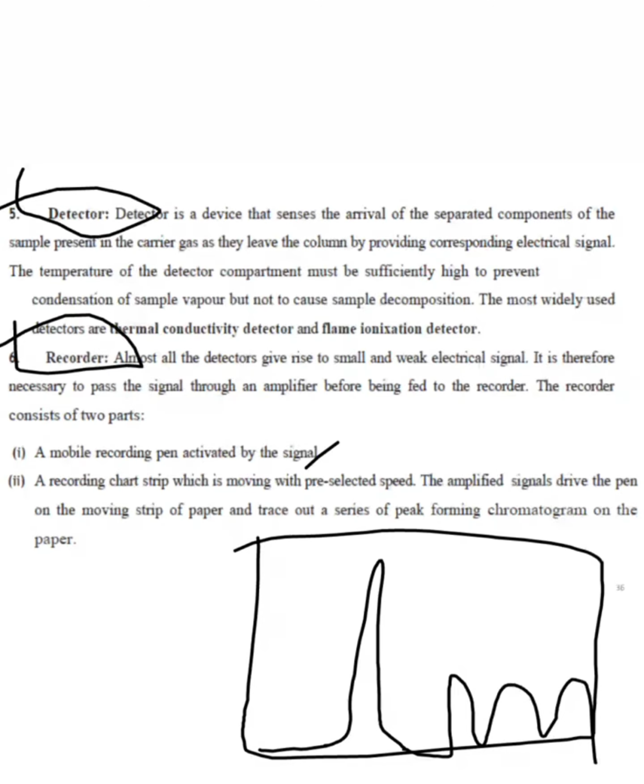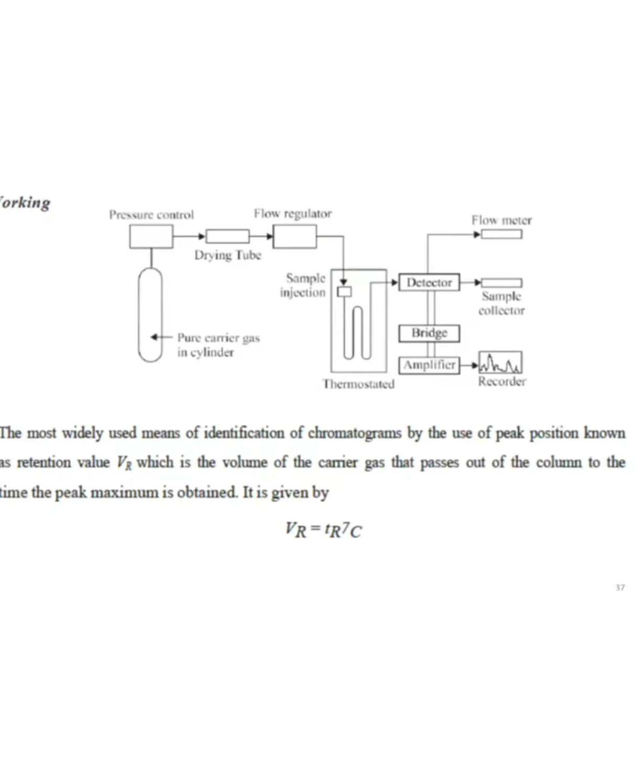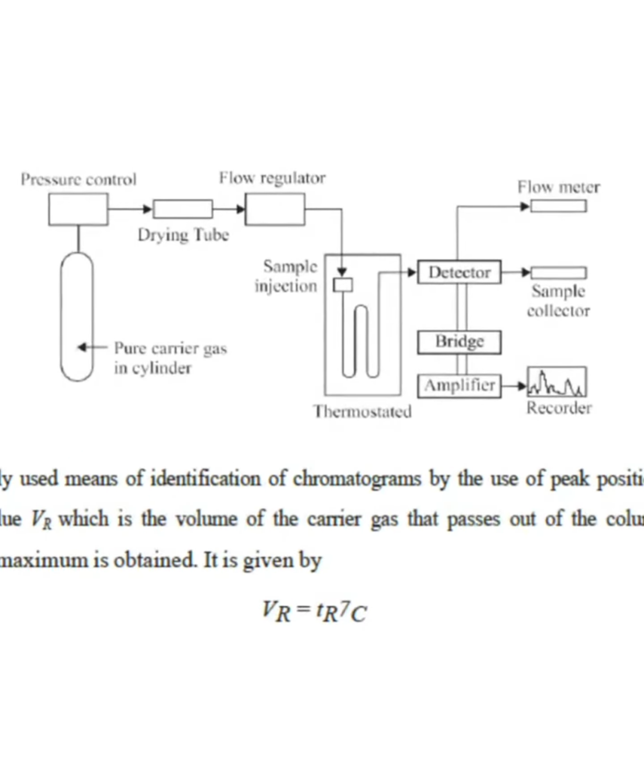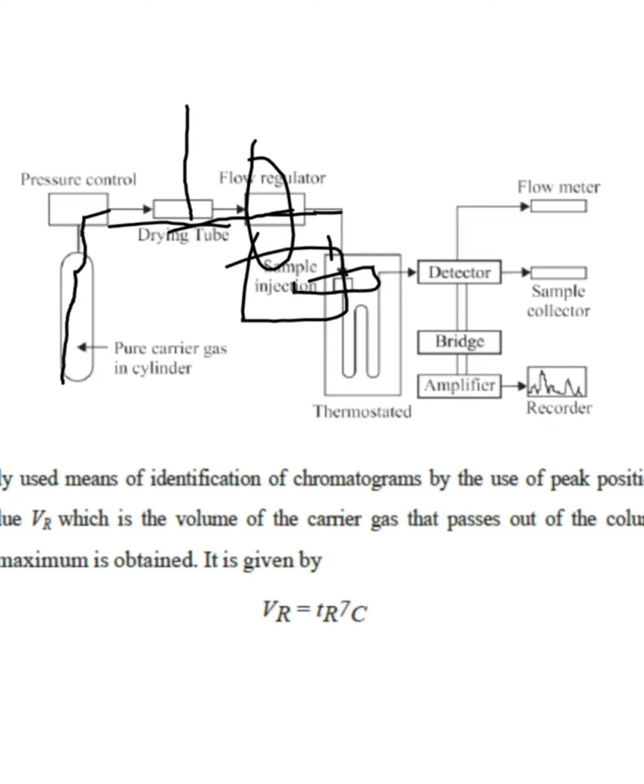This is the working procedure. Here the carrier gas, or mobile phase, is passed, and the pressure is controlled by a valve. Then the flow regulator controls at what rate the gas flows. Further, the sample is injected here. We inject the sample which needs to be separated.